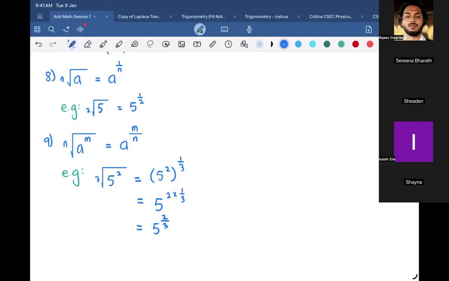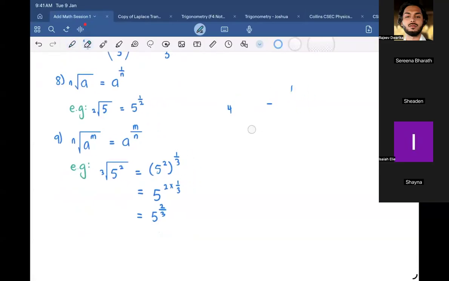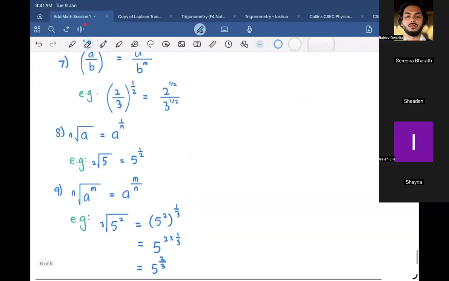All right, so Shayna, I have a question for you, right? If I had the fourth root of 9 to the power 7, how would I write that? That would be 9 to what power? Do you know how you would write that? 9 to 4/7. Exactly. Right. Cool. So this is it for the rules of indices. All we have to do now is some questions. Questions and we'll be good.